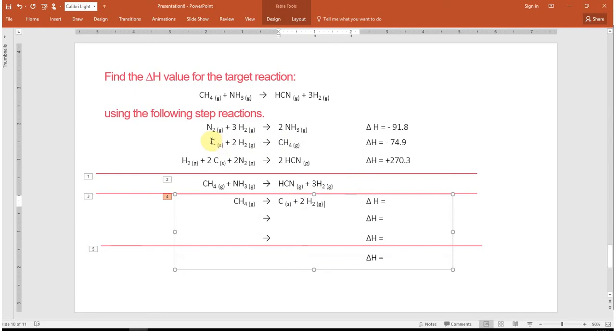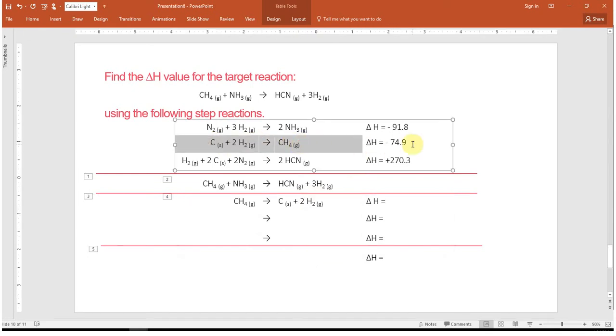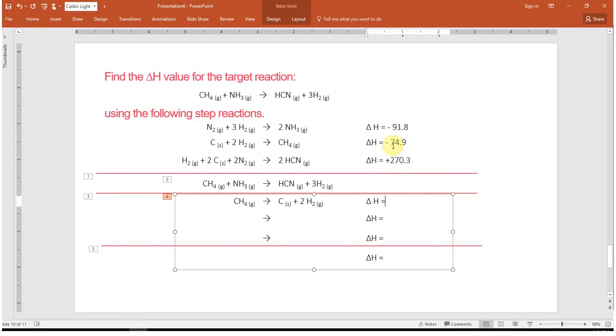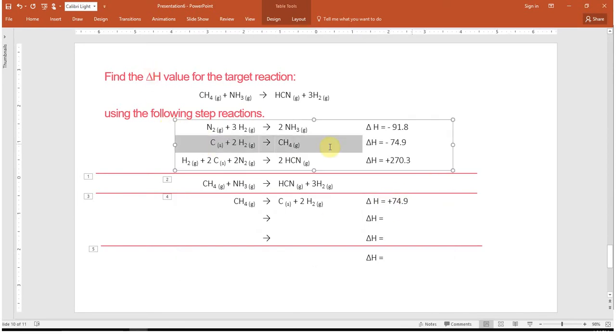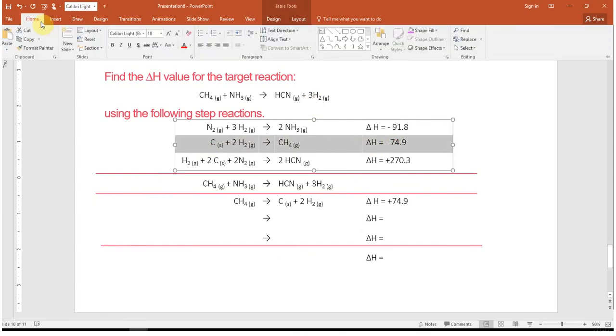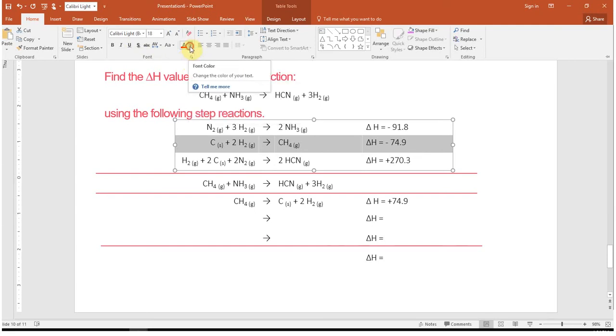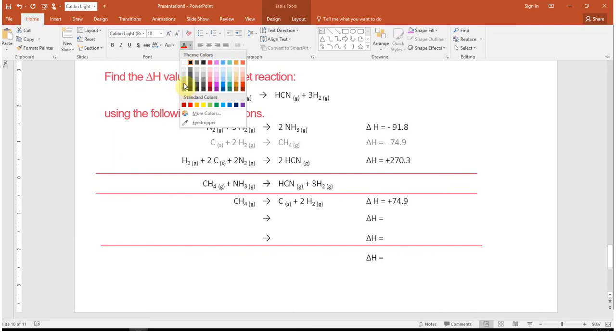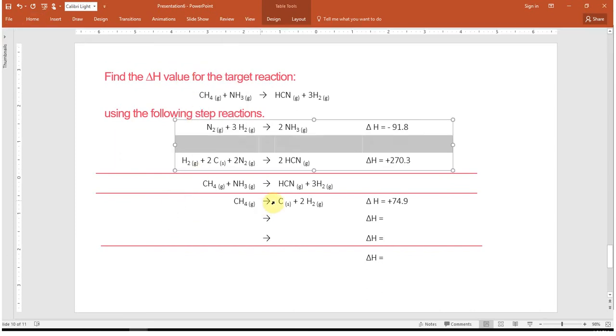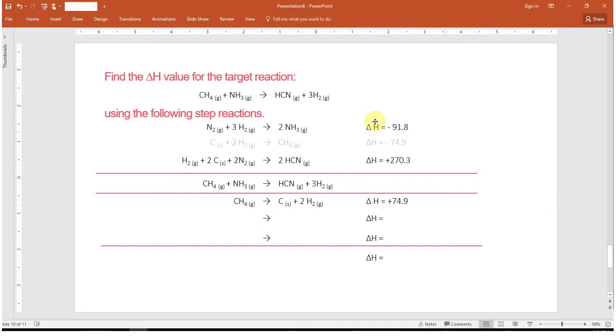And then because I reversed this reaction, I'm going to have to reverse this delta H. So this is now going to be plus 74.9. Now, generally, guys, because I want to make sure I don't lose my place, I'm going to go ahead and just mark this off. Where's strike through? Or we'll just make it really faint. So I know I've dealt with that one, okay?